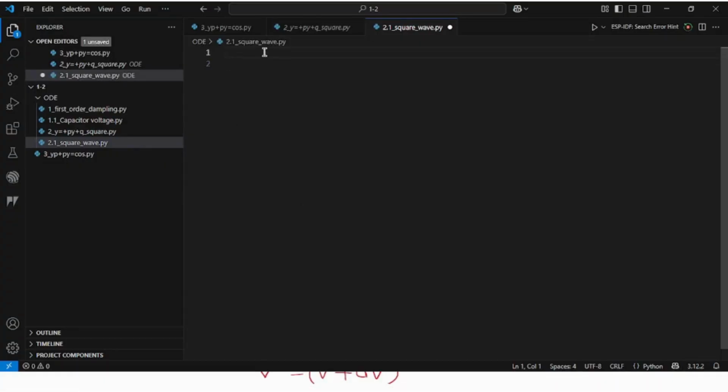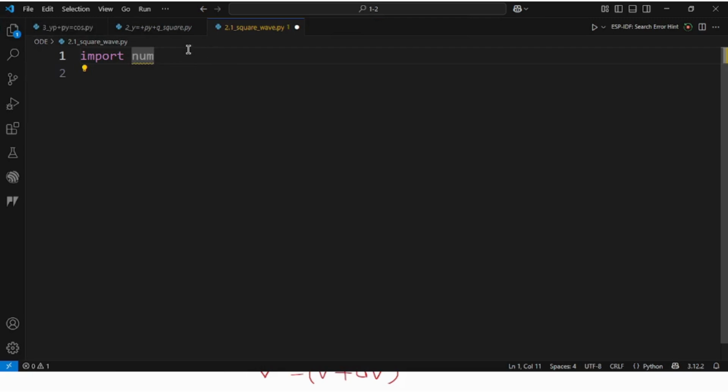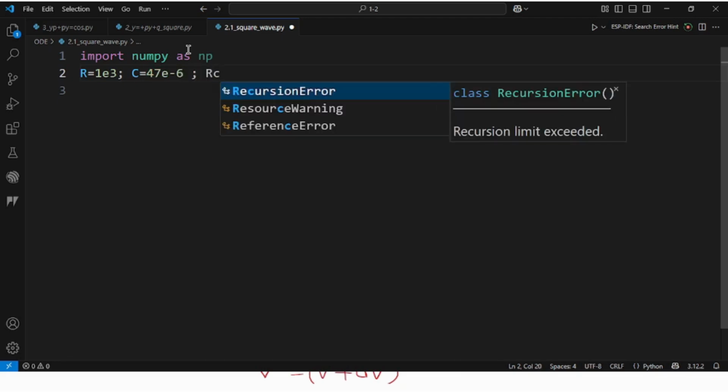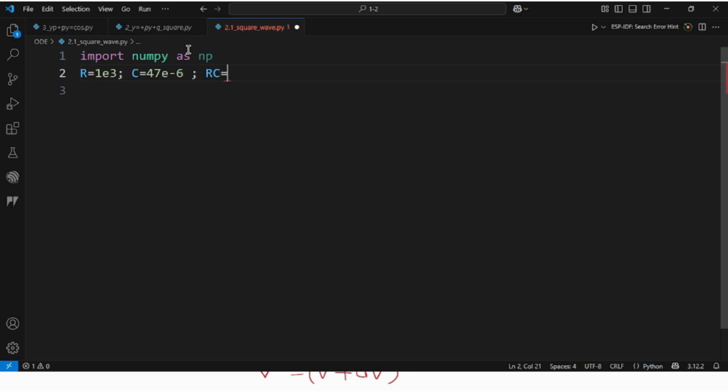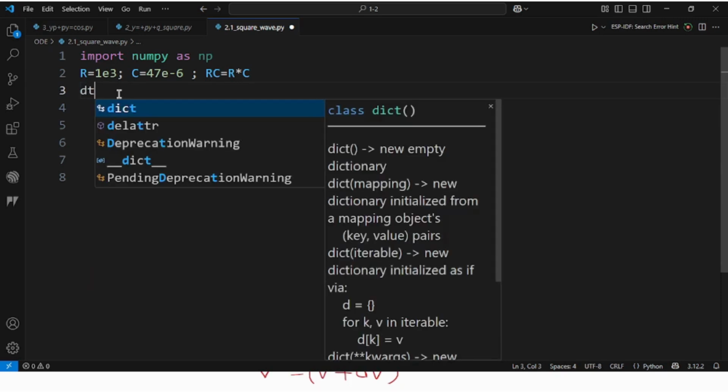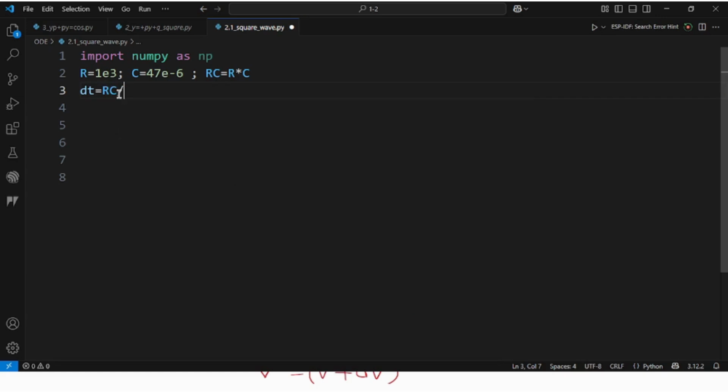We may need numpy, so let's import numpy as np. So first I need to write R is equal to 1k, then C is equal to 47 microfarad, then RC is equal to R times C, and then I have to write dt is a small number, so RC divided by 1000. And initial condition, when time was 0, let's say capacitor's voltage was 0.